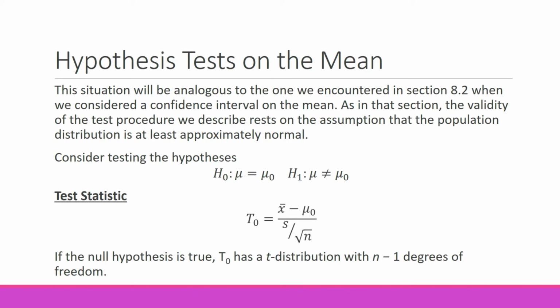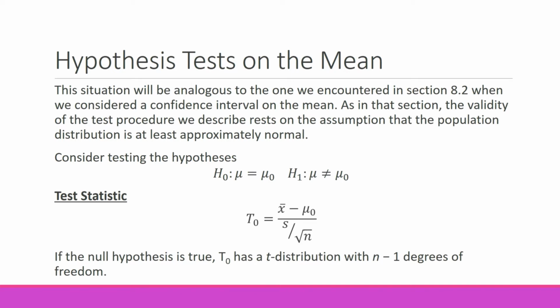So in that section, we discussed that the validity of the test procedure rests on the assumption that the population distribution is at least approximately normal. Now, in this case, we want to consider hypotheses of the form, our null being that mu is equal to mu naught or mu sub 0, and then our alternative H sub 1 is that mu is not equal to mu naught or mu sub 0.